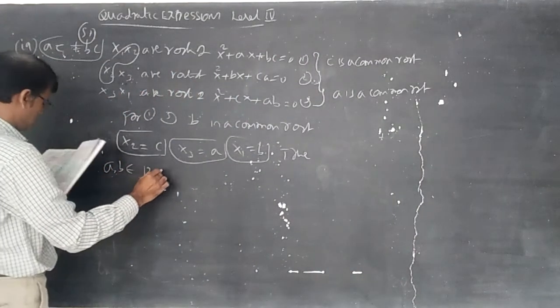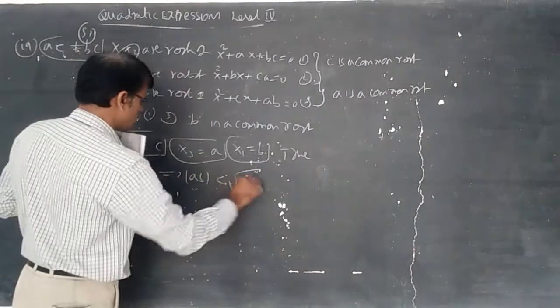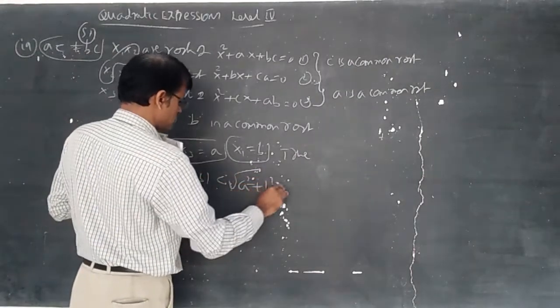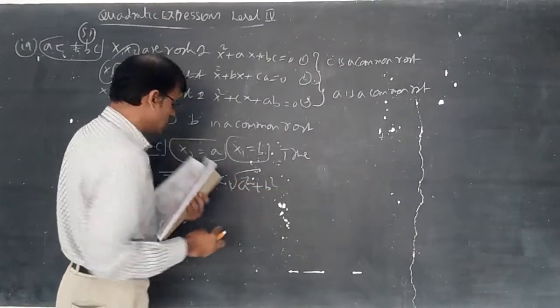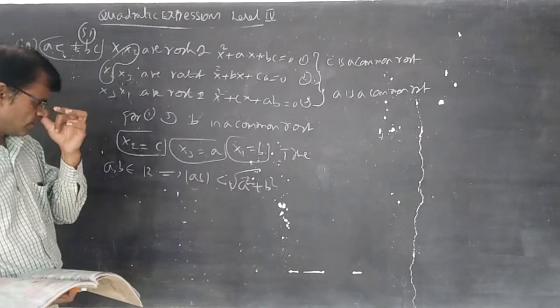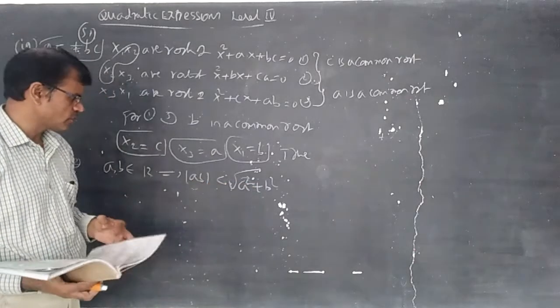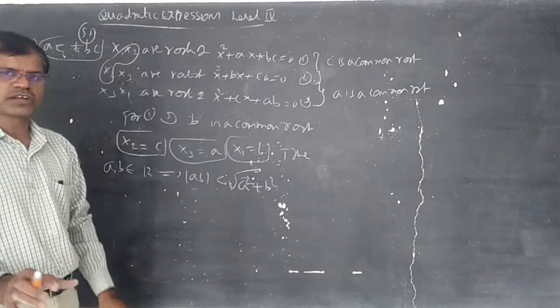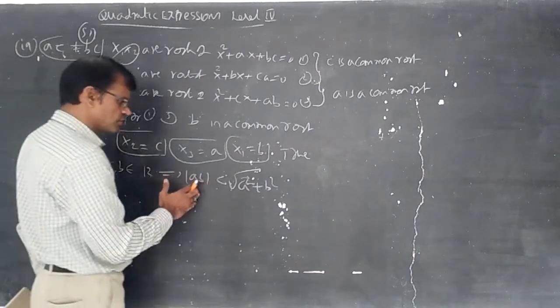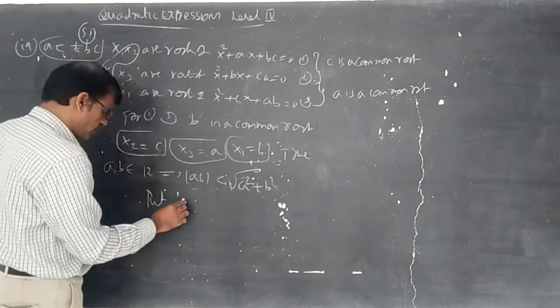If a, b belong to R, that implies the modulus of ab is less than root of a square plus b square. If you take any positive numbers, it is less, there are chances. If you take 1 into 1, 1 into 2, 1 square plus 2 square is root 5, and 2 is less than root 5. Like that you can take negative numbers. Of course, if you take negative, it becomes positive. Better to consider the value here.